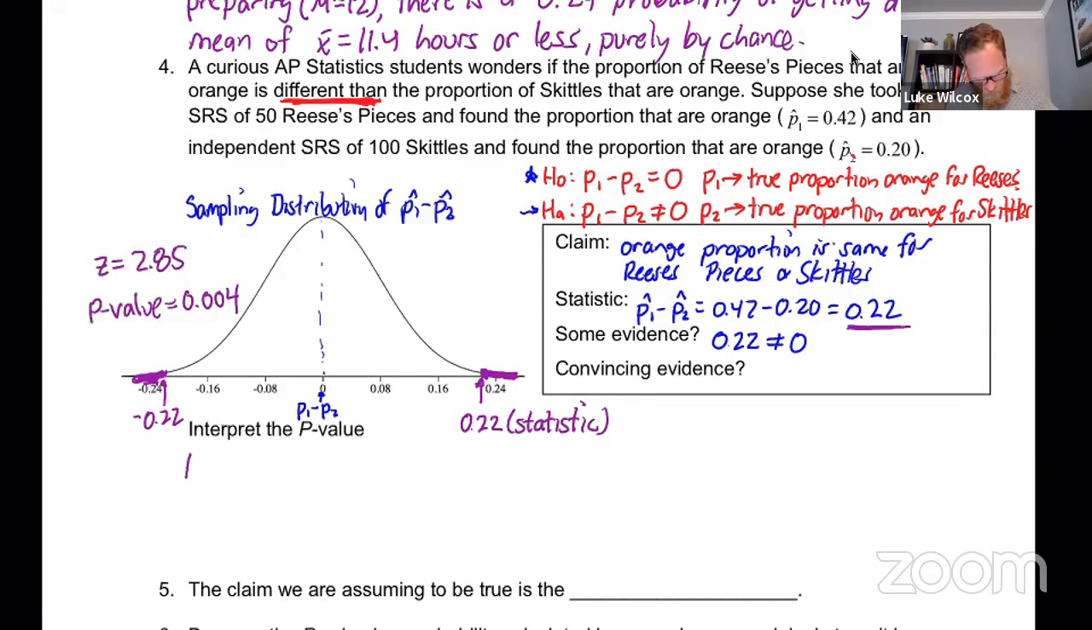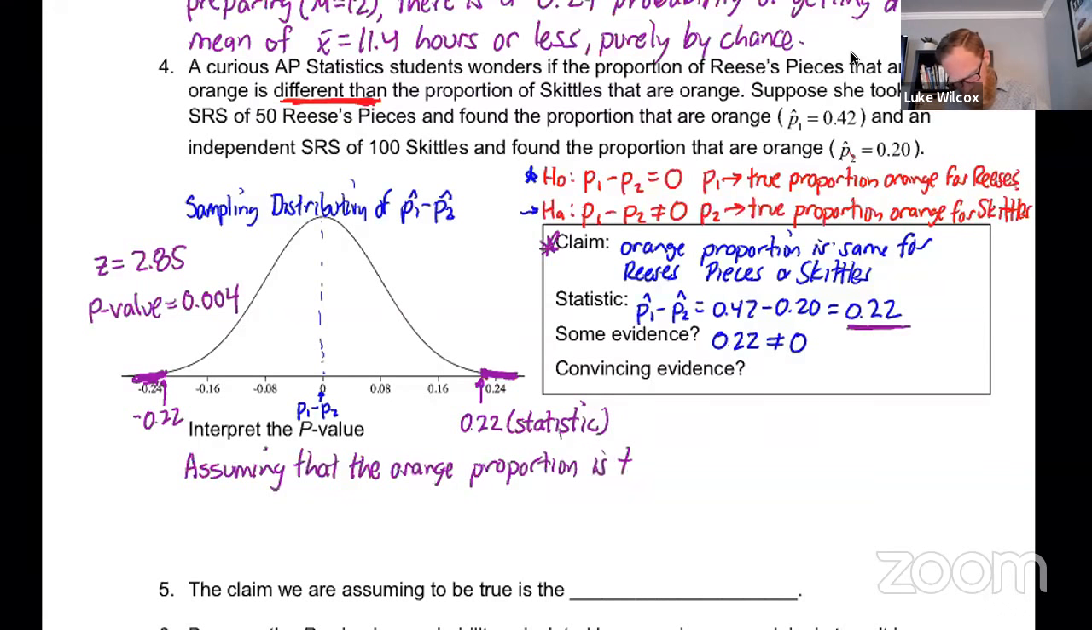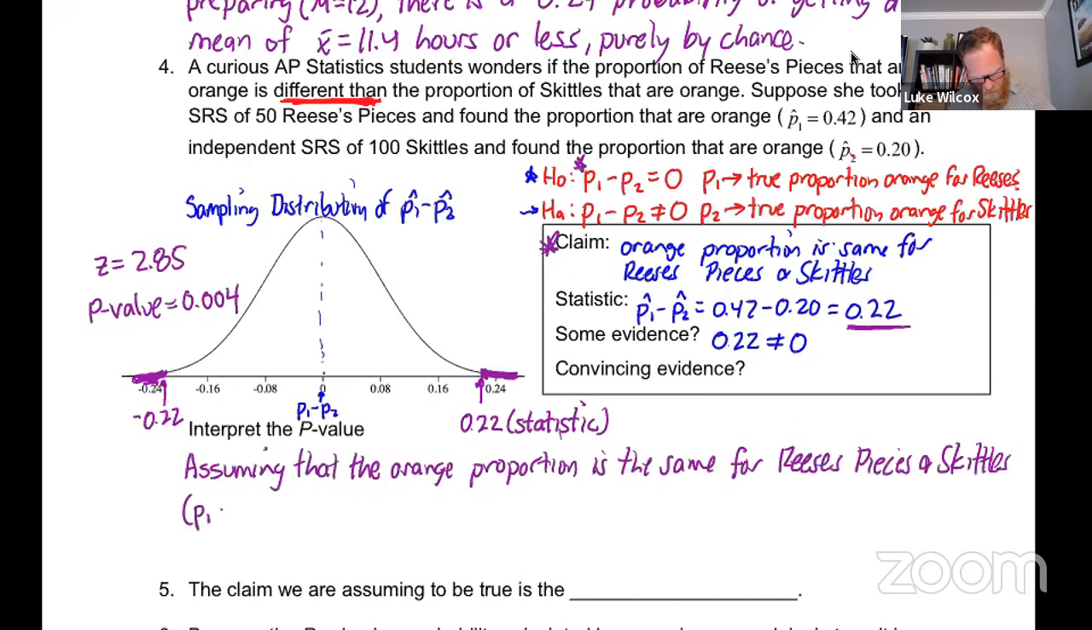Same sort of setup as before. We need to start out with our assumption to be true. So what we assumed here was that the claim was true. So assuming that the orange proportion is the same for Reese's Pieces and Skittles. And then I'm going to put in parentheses the more formal way of saying that, which would be p1 minus p2 equals 0. And now let's get to the interpretation of the p-value.